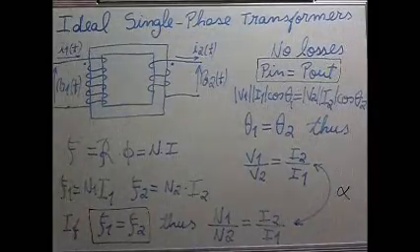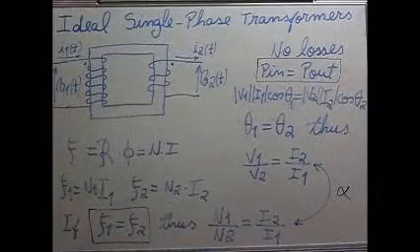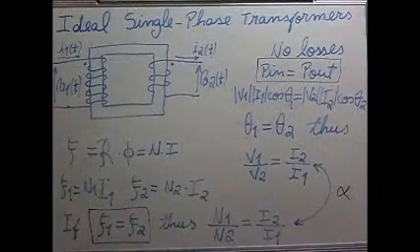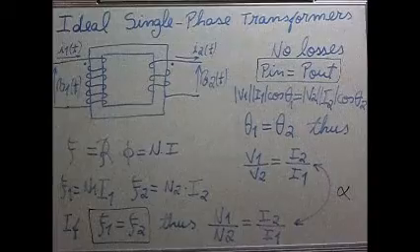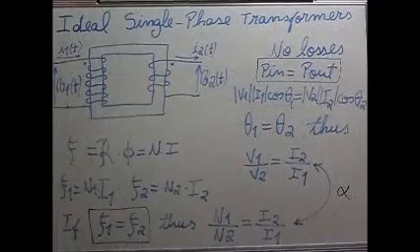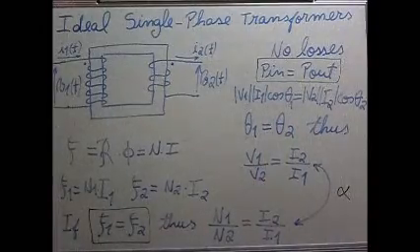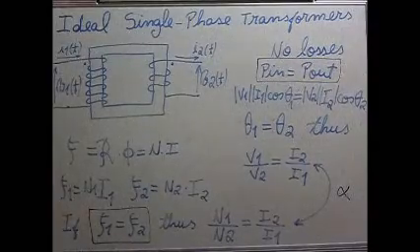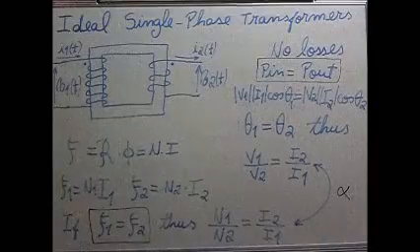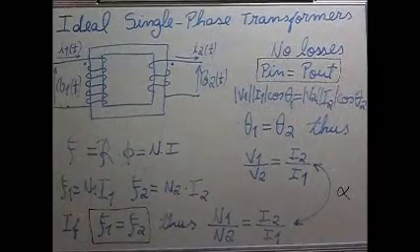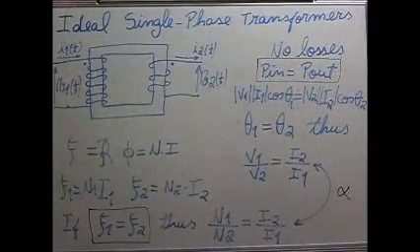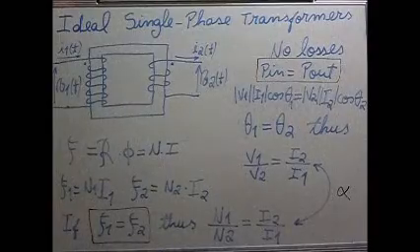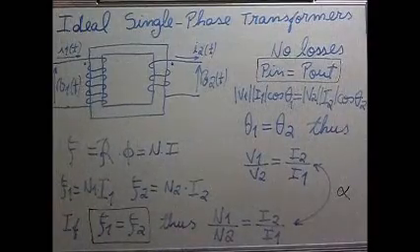Ideal single-phase transformers. At the upper left side, we have a transformer core with two windings wound at each arm of the core. The primary winding has the voltage V1 and the current I1. The secondary winding has the voltage V2 and the current I2.